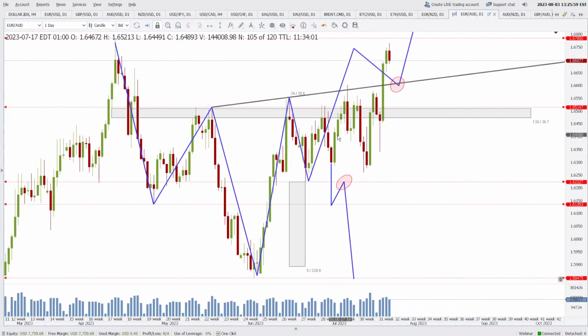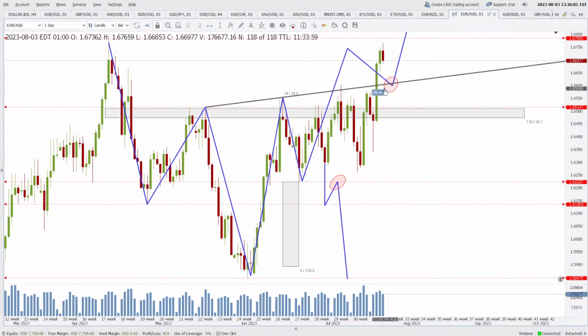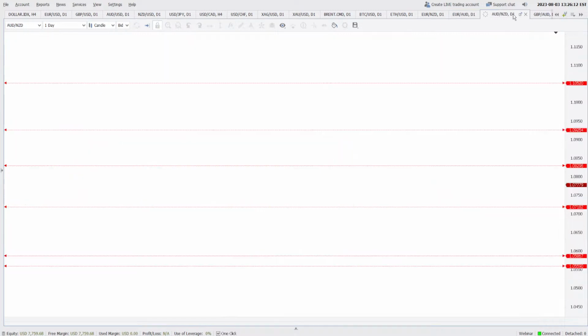EURCAD has finally given us a buying opportunity now. I think this neckline has been broken. So anytime the price comes close to 1.66, you should be looking for a buying opportunity with the higher target, even higher than 1.6785 area.